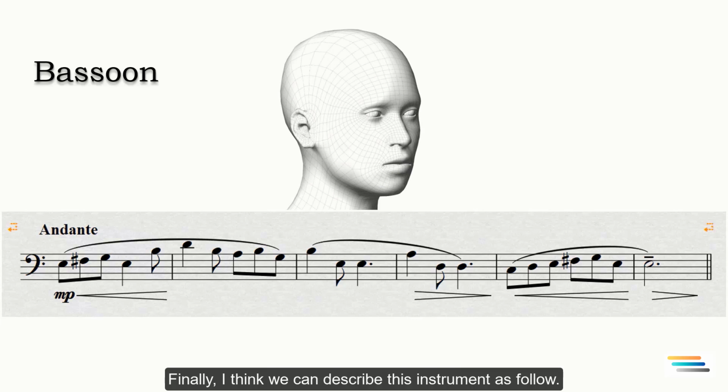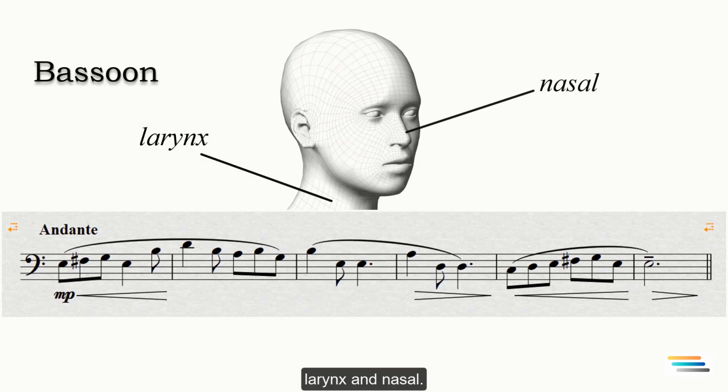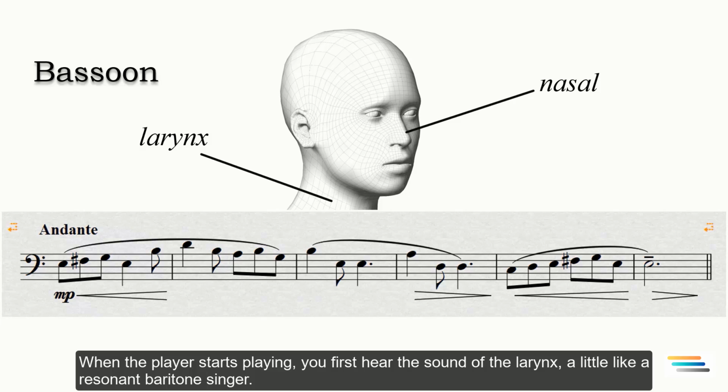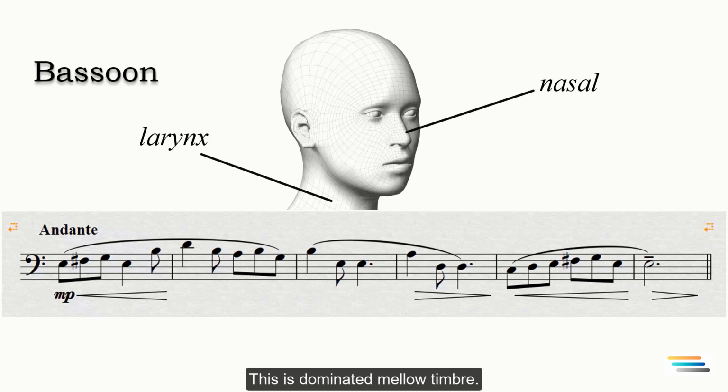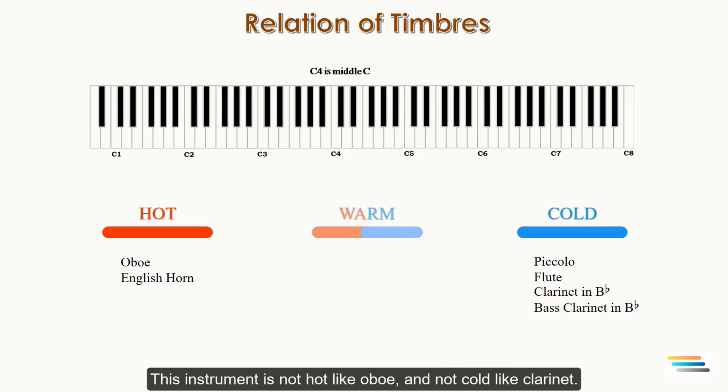Finally, I think we can describe this instrument as follows. This instrument has two kinds of pronunciation at the same time, larynx and nasal. When the players start playing, you first hear the sound of the larynx, a little like a resonant baritone singer. This is dominated mellow timbre, but you can also hear a slight nasal tone color. This instrument is not hot like oboe and not cold like clarinet. Hence, I prefer to add this instrument in the warm category.